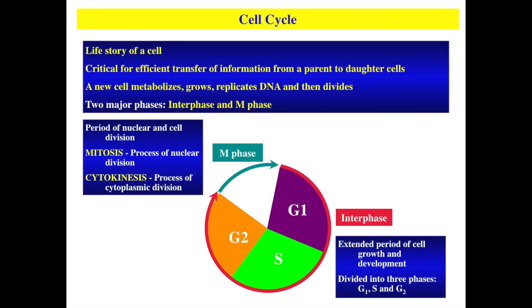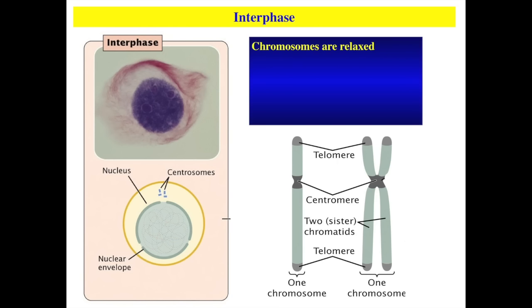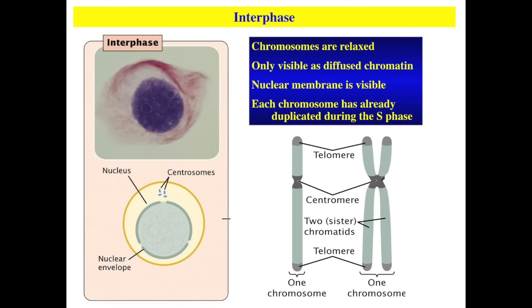Now we're going to go through the stages of mitosis. At the beginning, we're in interphase, and this is a phase before the chromosomes have condensed, and it's during this time that the DNA is replicating. Chromosomes are relaxed. They're only visible as diffused chromatin. The nuclear membrane is still visible in interphase, and each chromosome has already duplicated during the S phase.